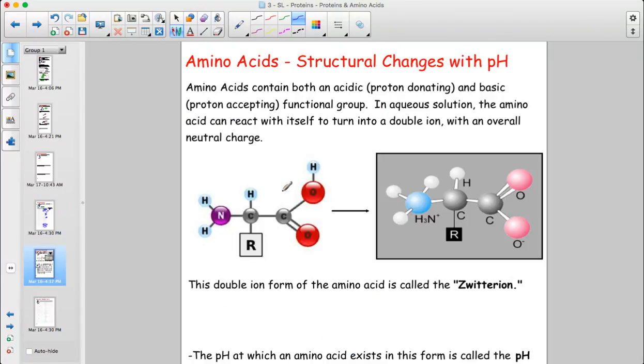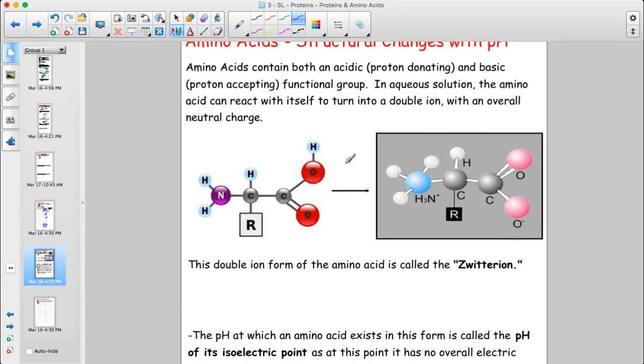Probably the most important structural thing to be able to talk about and figure out with amino acids is how their structures are going to change when the pH changes. It's going to be a little bit odd at first, but if you remember your acid-base chemistry, this should make a little bit of sense.